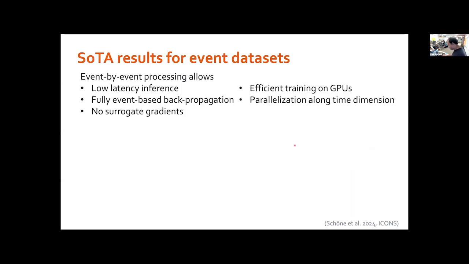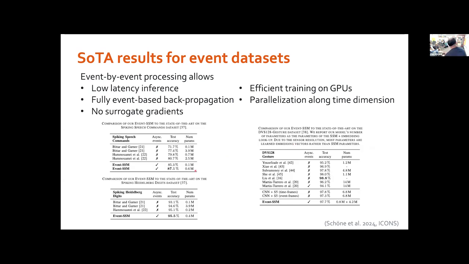You probably know this, but I hope you don't expect us to read that. I was hoping you'd be able to read it, but the projection is quite small. But what you see is spiking speech commands. This is the best accuracy for spiking Heidelberg digits. And for DVS 128, ours was 97.7.